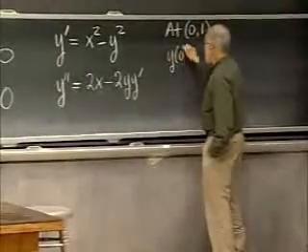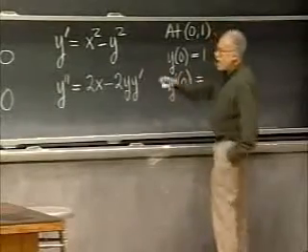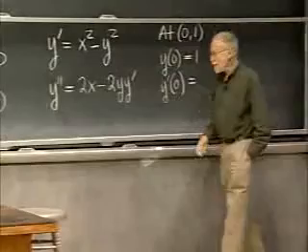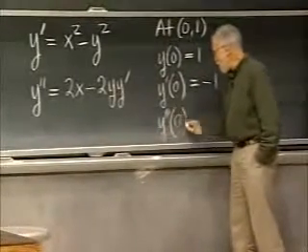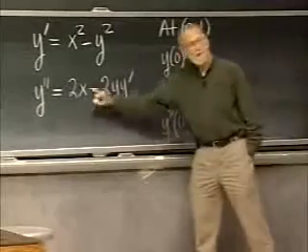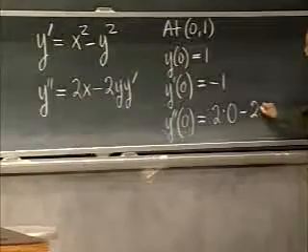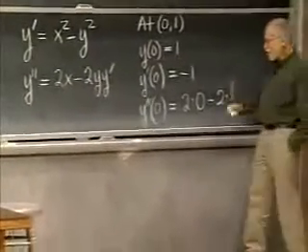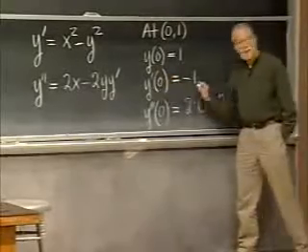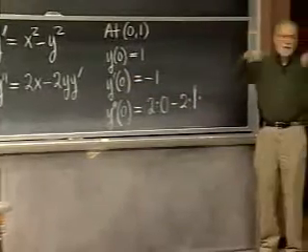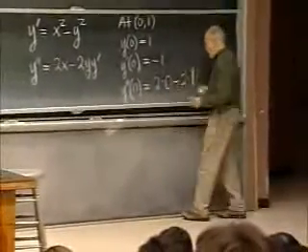y of 0 equals 1. Okay, what's y prime of 0? Well, I don't have to repeat that calculation. Using this, I already calculated that it was negative 1. And now the new thing is, what's y double prime of 0? Well, it is this. I'll write it out. It's 2 times 0 minus 2 times y, which is 1, times y prime, which is negative 1. You want to see we're pulling ourselves up by our own bootstraps, which is impossible, but it is not impossible because we're doing it.